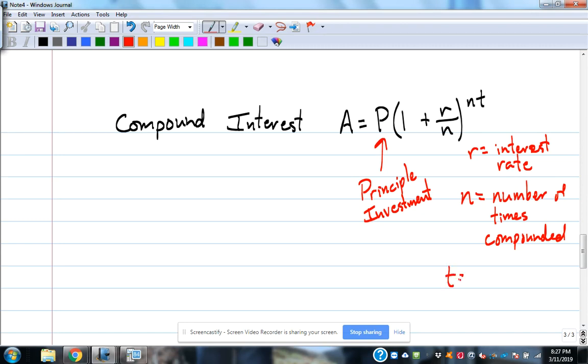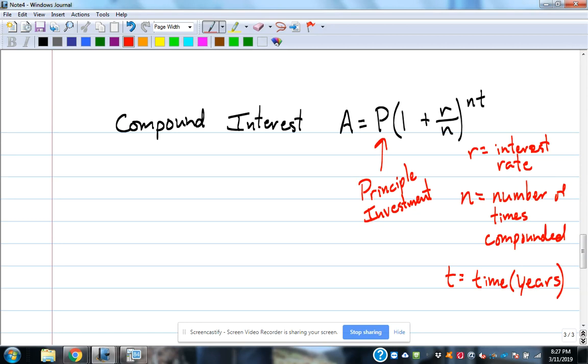And then T is time in years. Always in years. You do finance with years. A is just the account worth, is what that means. Okay, so P is the principal investment, how much you put in the account to begin with. R is what the interest rate is. N is the number of times it compounds. So we talk about the number of times it's compounding.